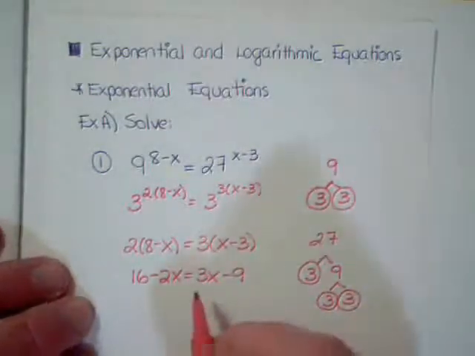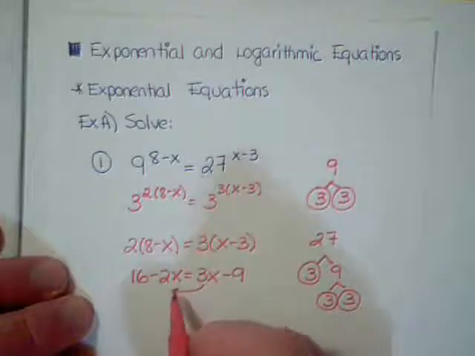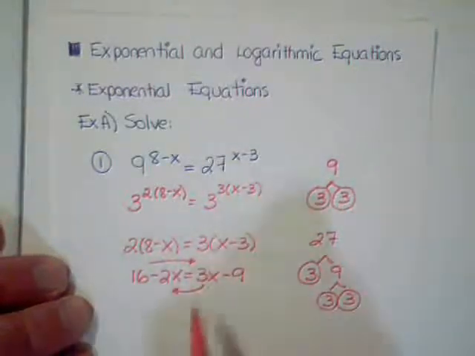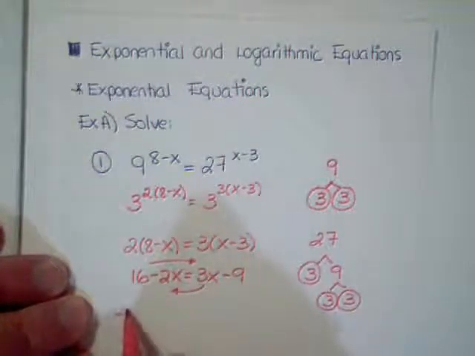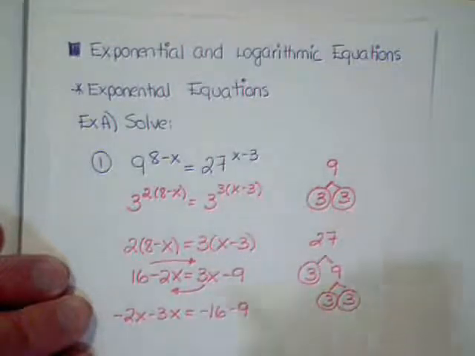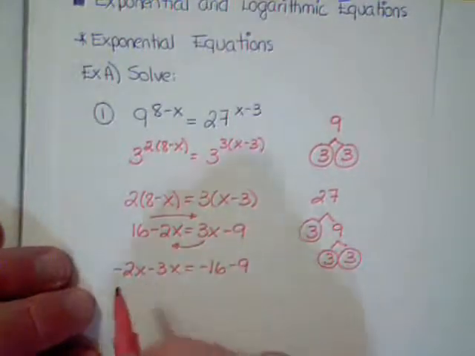Now this is a very simple equation. All I have to do is move the 3x to that side, and make sure I move the 16 to the other side. When I move the 3x to the other side, it becomes negative 3x. And the 16, when it moves to the other side, becomes negative 16, and then you bring down the negative 9.